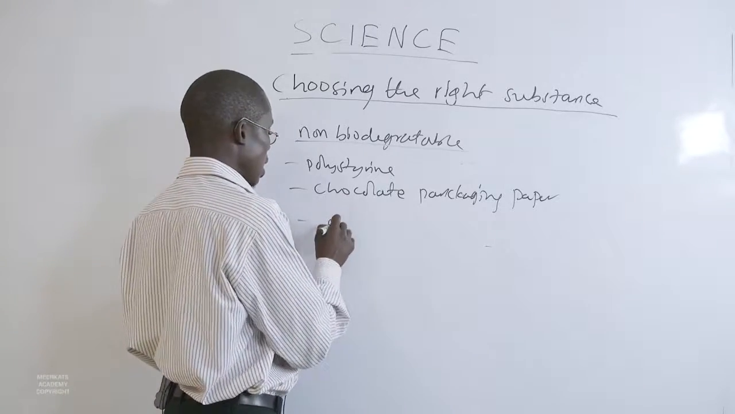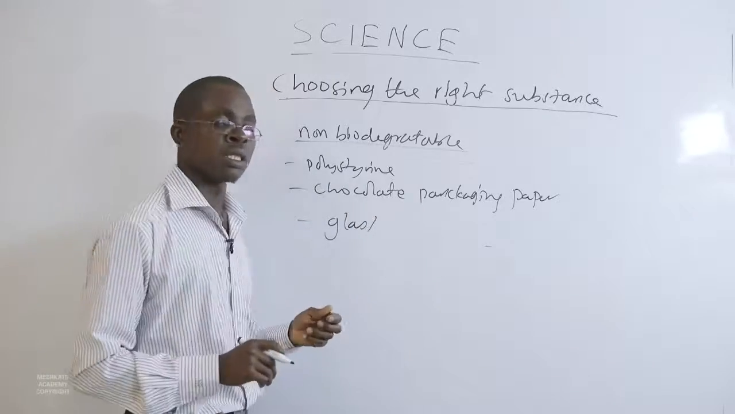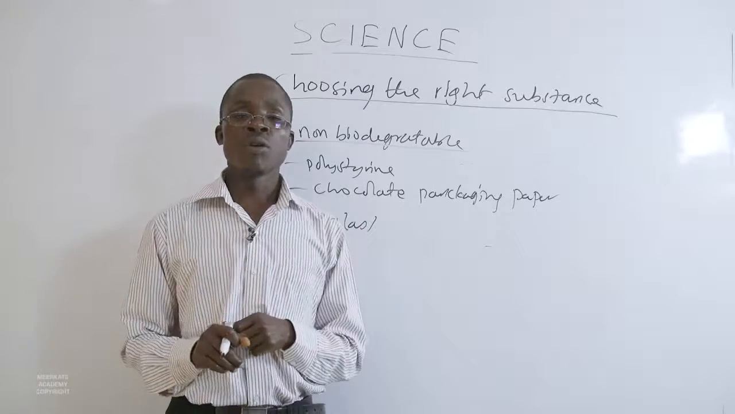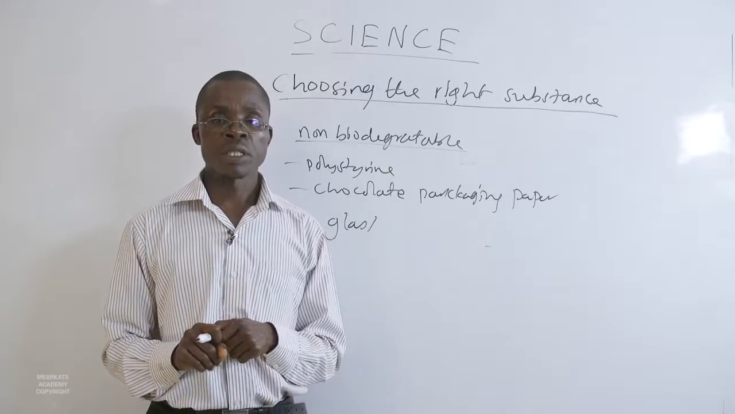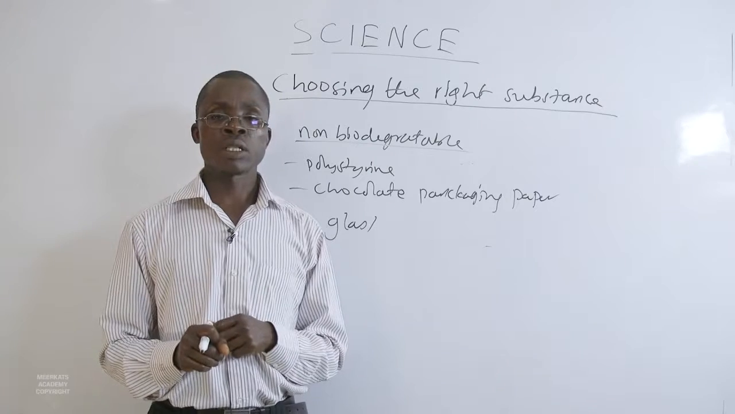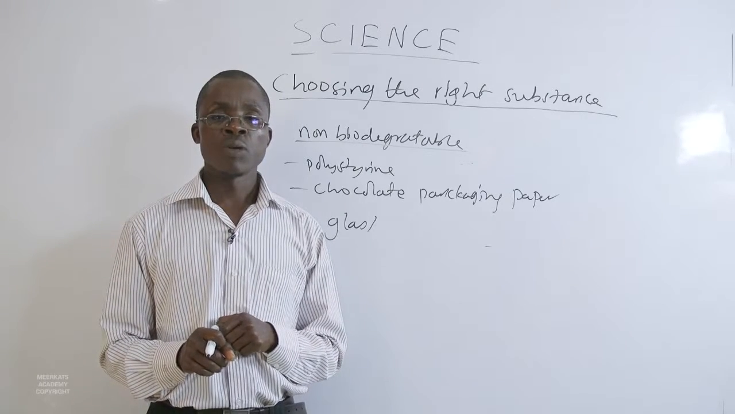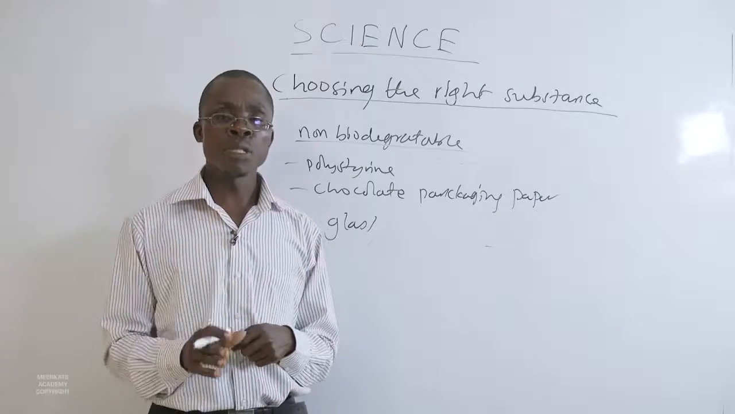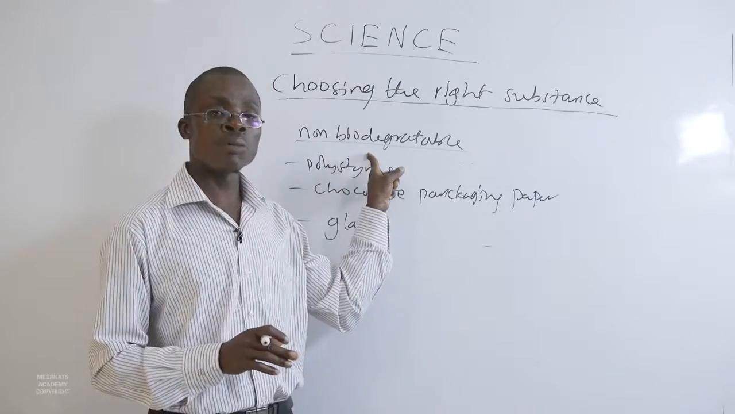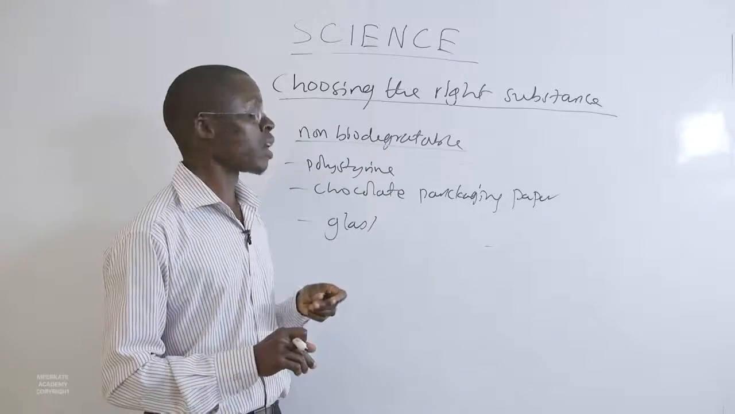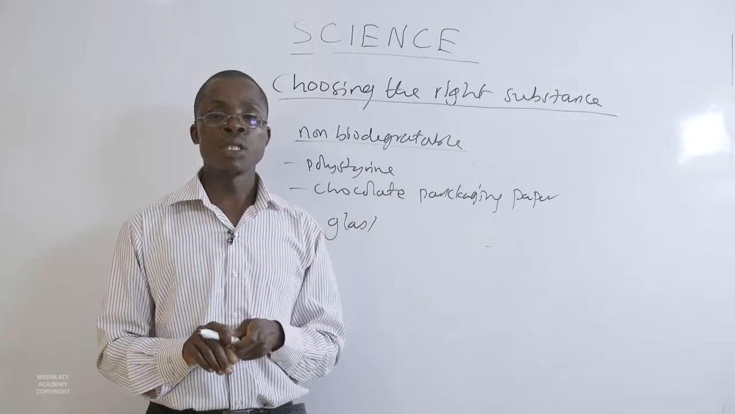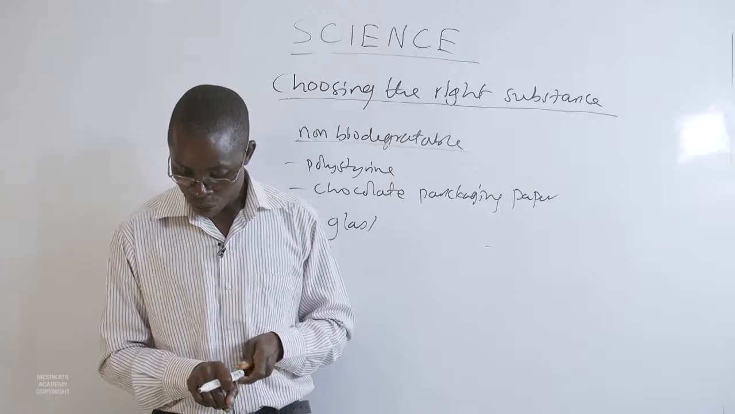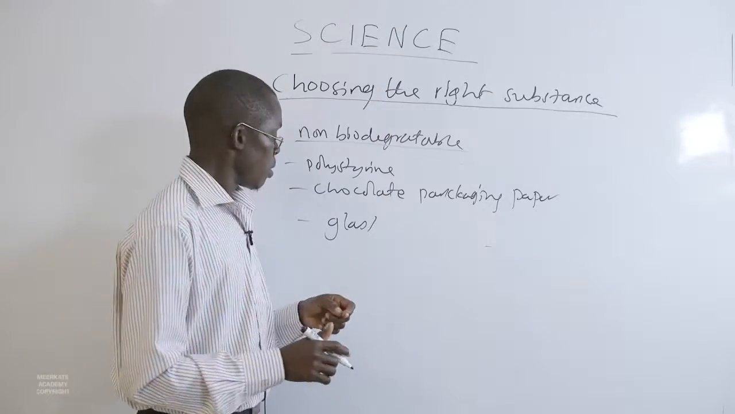Another one is glass. Glass, which is a very common packaging material for soft drinks. It is good. In fact, glass is the best. When you compare glass and plastic, glass is the best. But now the problem is it is a non-biodegradable material. So one must be very careful on how it is supposed to be disposed of so that recycling can be much easier.